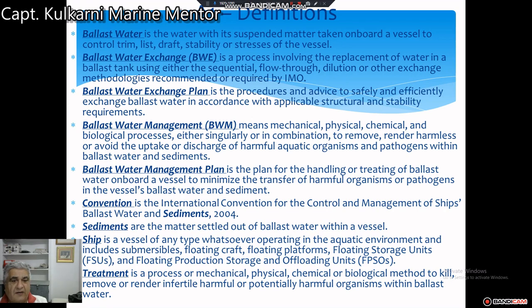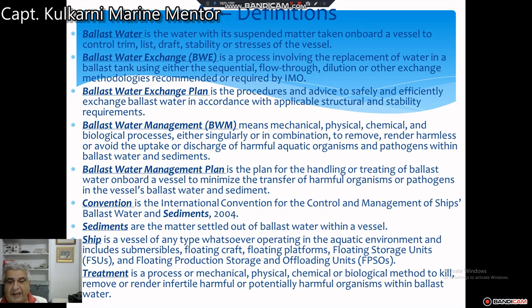Now, next is the convention. We are talking about the 2004 convention. Sediments are the matter settled out of the ballast water within the ship, especially if you are in a river port. You will get a lot of sediments there. Ship is a vessel of any type. When they talk about ship, they are talking about FSU, they are talking about FPSO also.